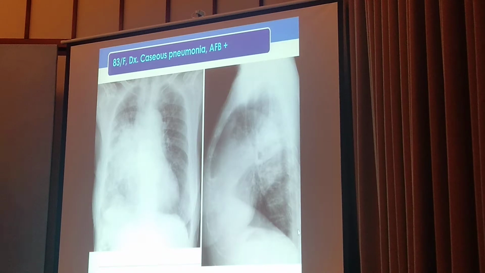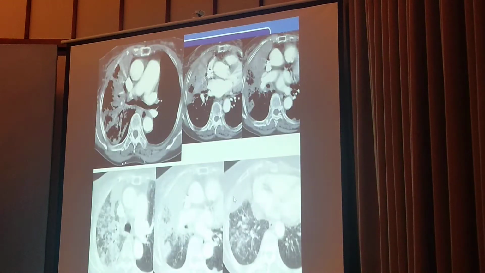But in this case, there is a homogeneous increase of opacity in the right posterior and right middle lobe. CT shows almost low density compared with the posterior back muscle, and we usually find another finding of centrilobular nodules in the right upper and right lower lobes. We can analyze the air bronchogram, but homogeneous low density compared with the posterior back muscle is usually tuberculosis.